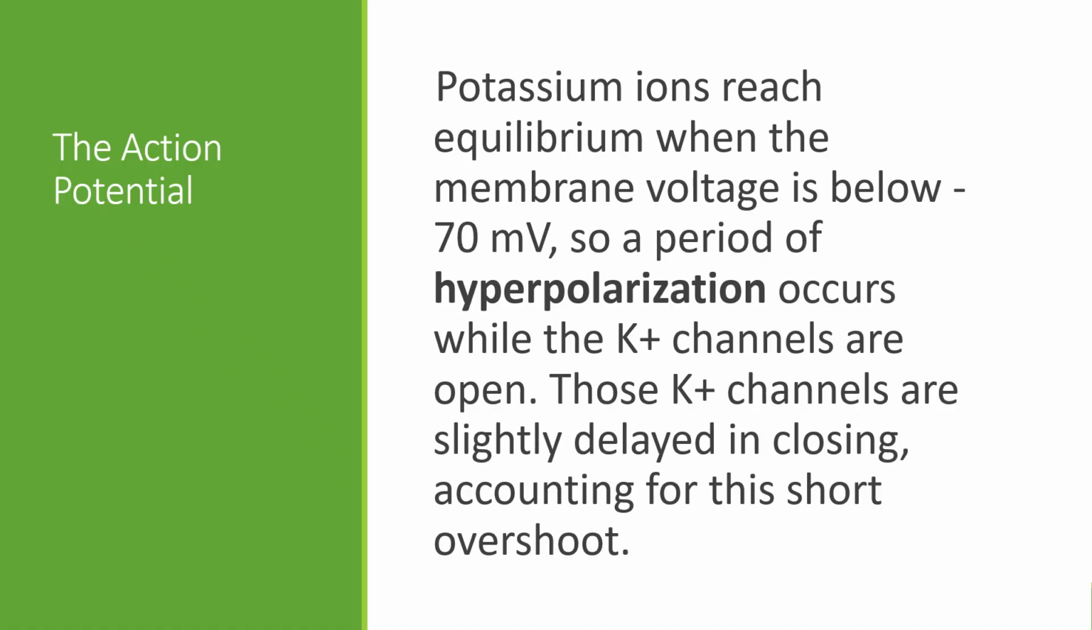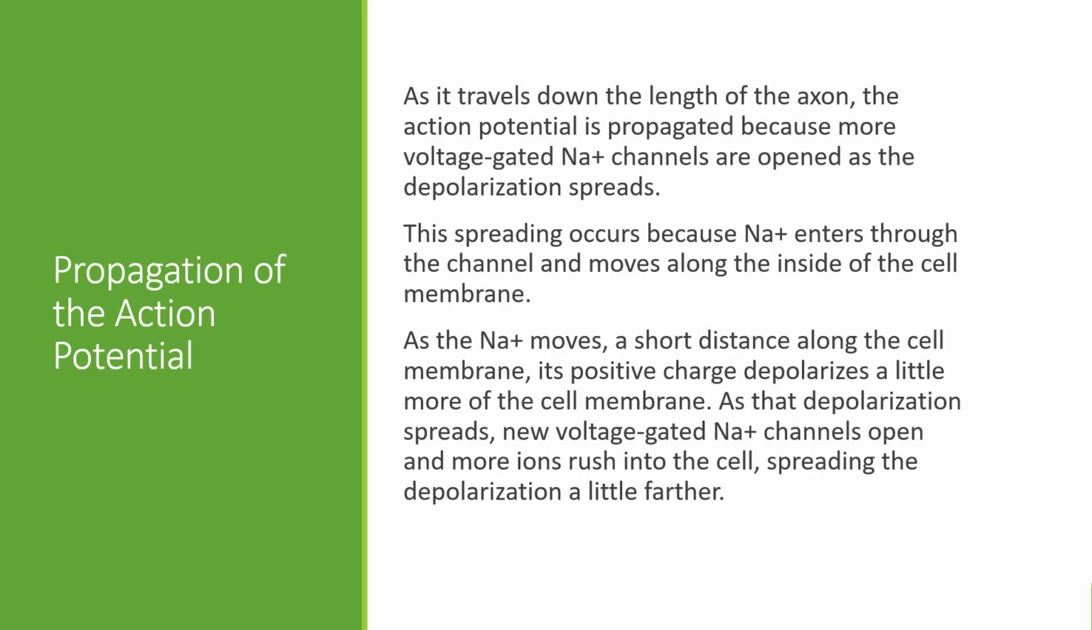Potassium ions are going to reach equilibrium when the membrane voltage is below -70. So we have that little brief dip down to -90 that I referred to as hyperpolarization. That's going to occur when the potassium channels are open. Those potassium channels are slightly delayed in their closing, which accounts for that dipping down to -90 and then rising back up to -70. They're just a slower channel.